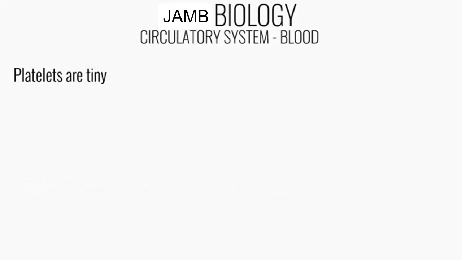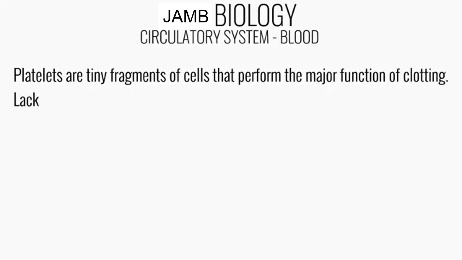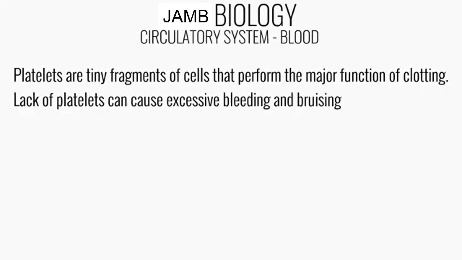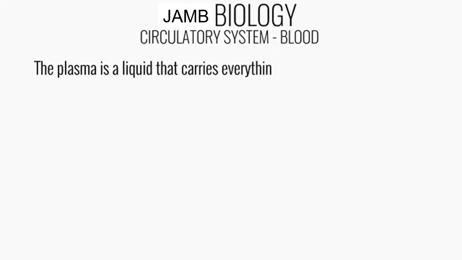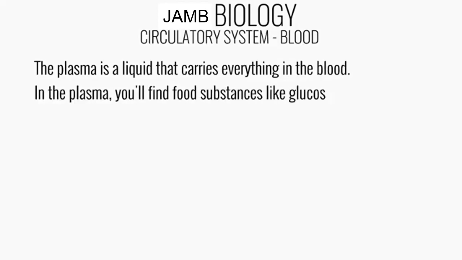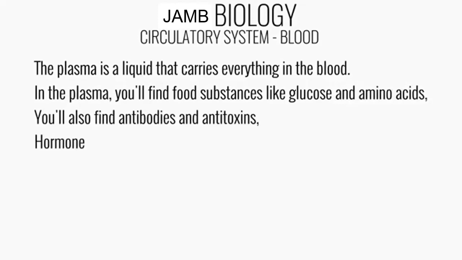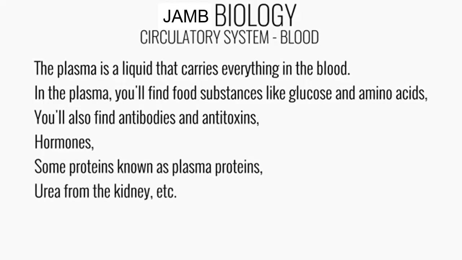So platelets are tiny fragments of cells that perform the major function of clotting. So lack of platelets can cause excessive bleeding and bruising. So finally, the plasma is the liquid that carries everything in the blood. So in the plasma, you'll find food substances like glucose and amino acids. You will also find antibodies and antitoxins, hormones, some proteins known as plasma proteins, urea from the kidney, and so on.